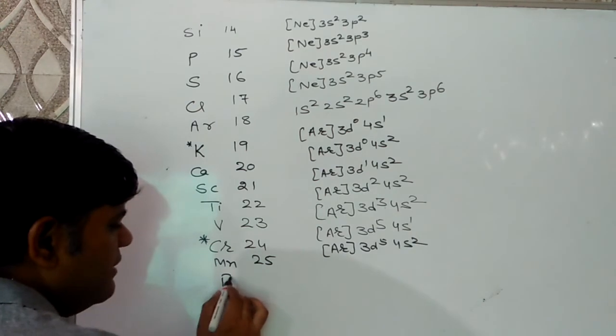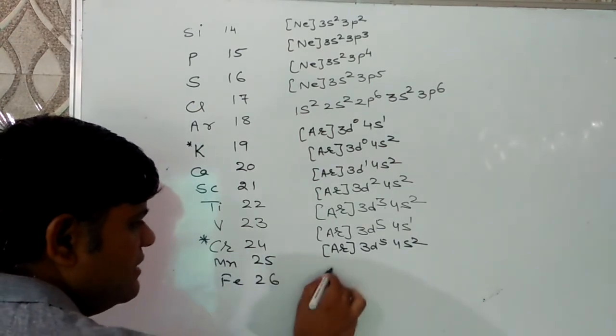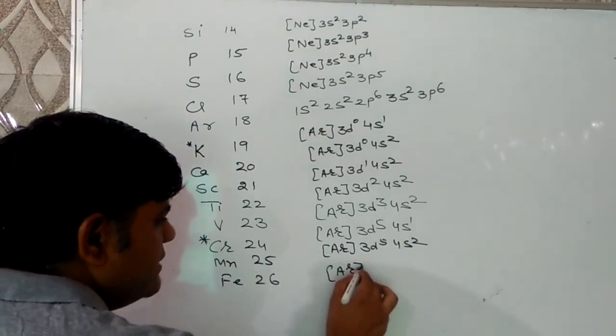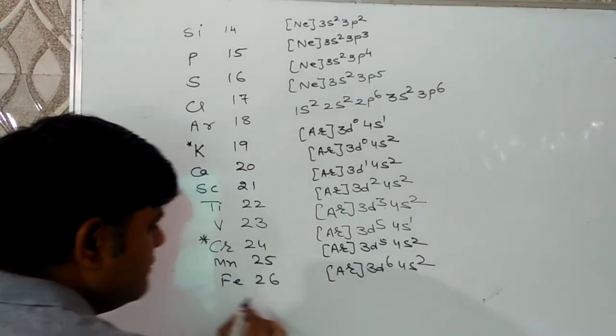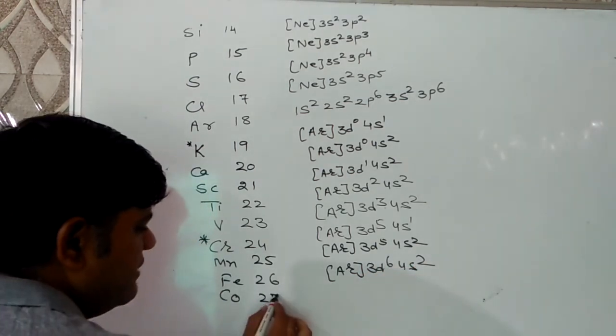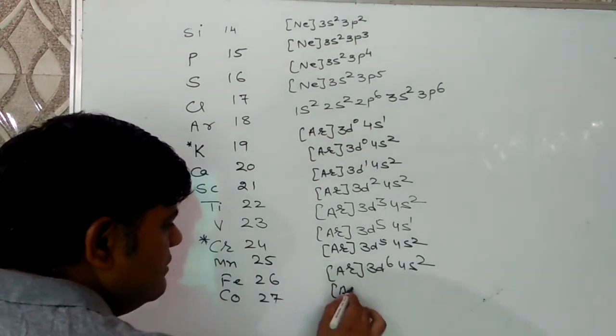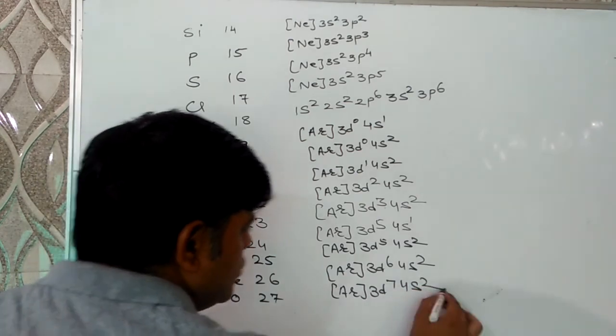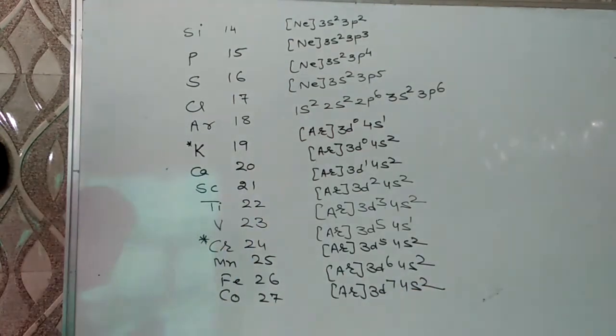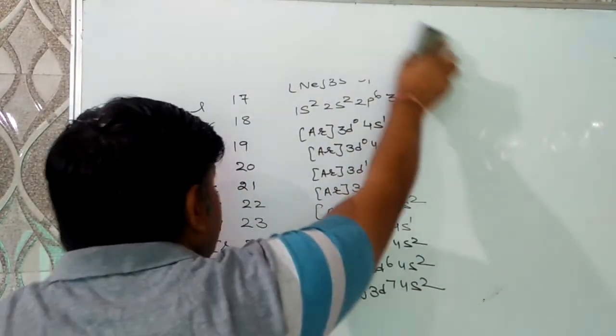Next one is iron. Atomic number 26, argon 3d6 4s2. Next one is cobalt. Atomic number 27, argon 3d7 4s2. Now we have to take the last three elements.